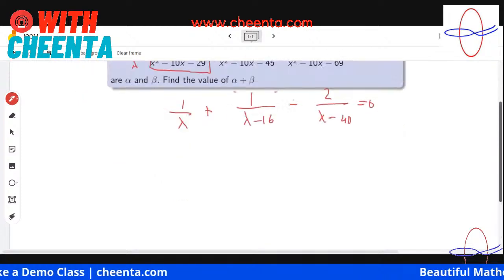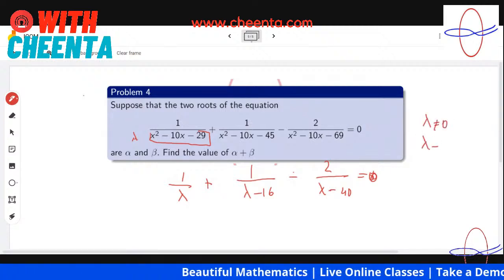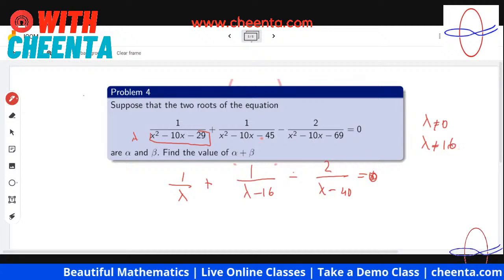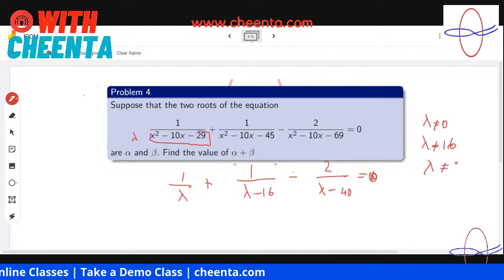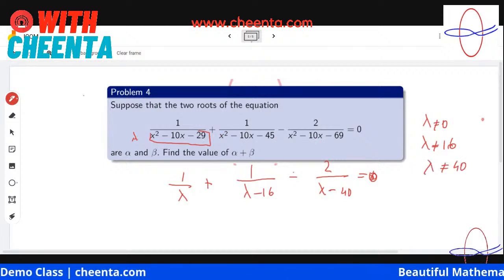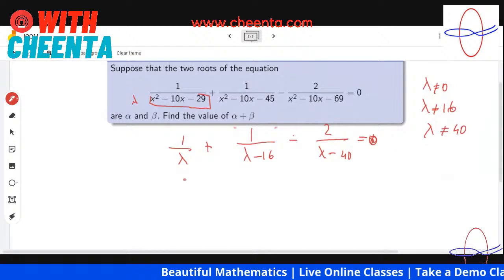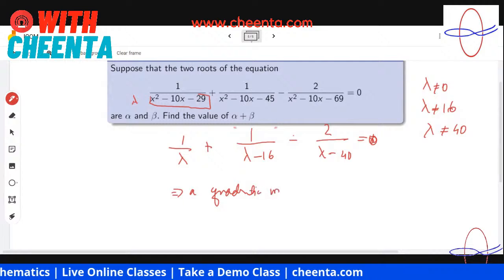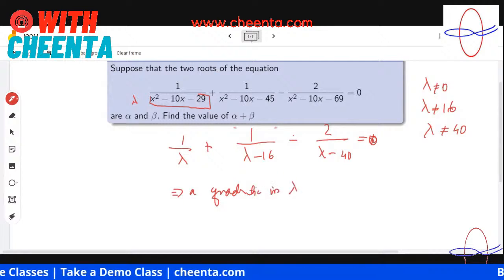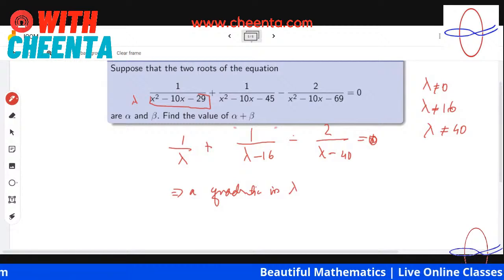Observe that suppose lambda is not equal to 0, lambda is not equal to 16, and lambda is not equal to 40, as none of these are 0. Then what will we get? Show that this is a quadratic in lambda. I will give you some time to think about it, guys.